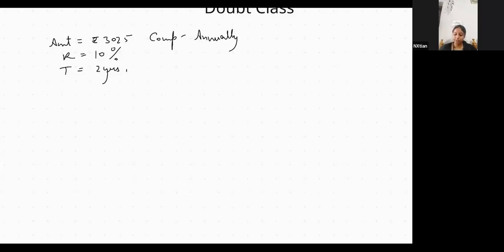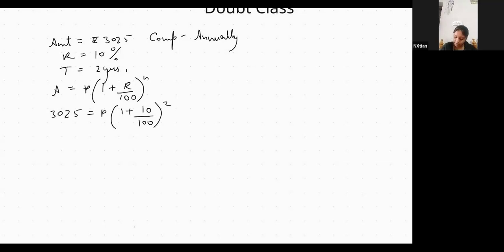Let's solve this. First is the amount formula. As always, amount equals P times 1 plus R by 100 raised to the power N. Put 3025 in the place of amount, then write P as it is. Then 1 plus R is 10 by 100, raised to the power 2. Now solve the right side first. Take the LCM. It becomes 110 by 100, which becomes 11 by 10 because we cancel the zeros.